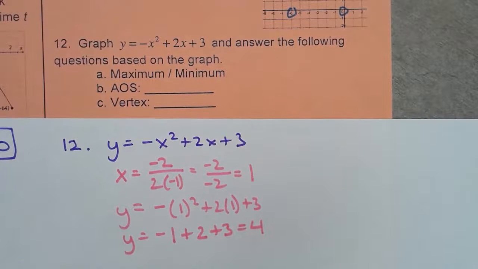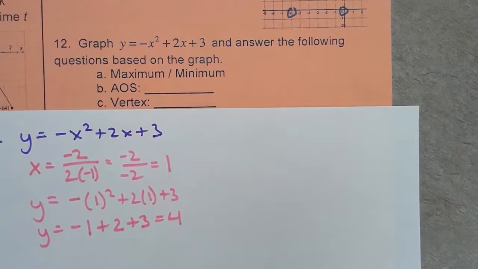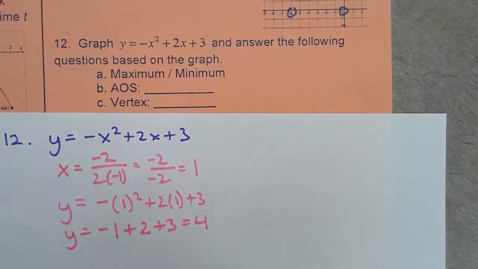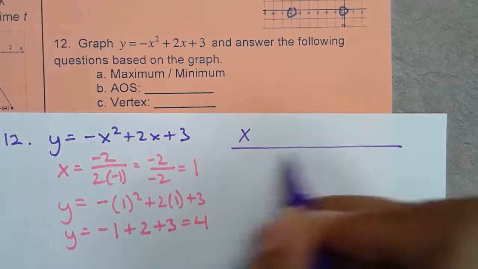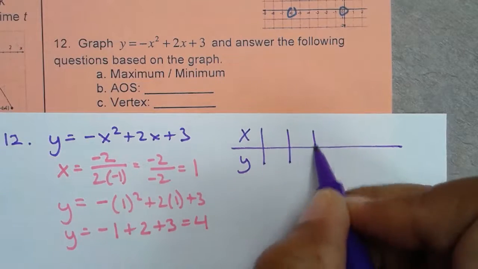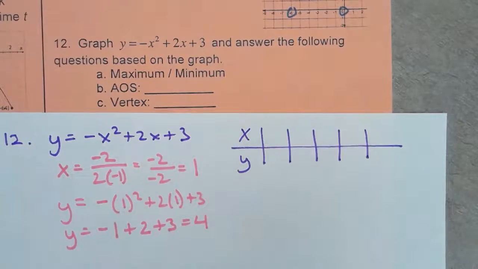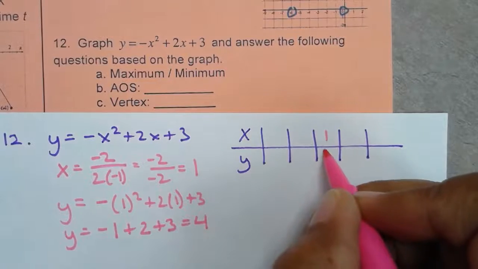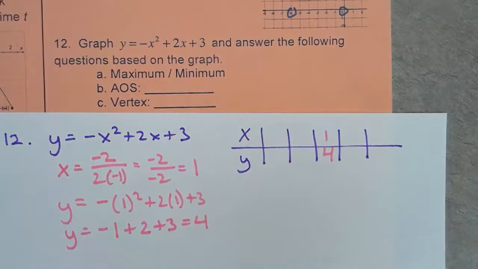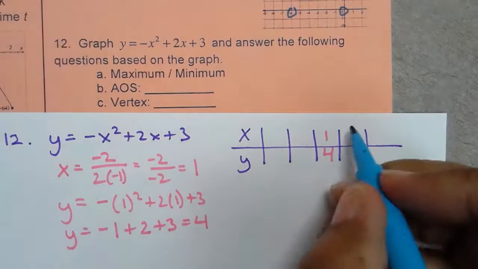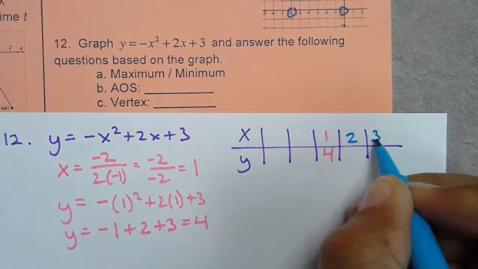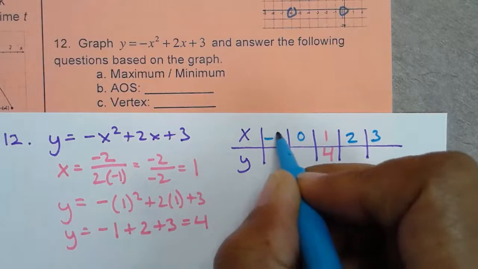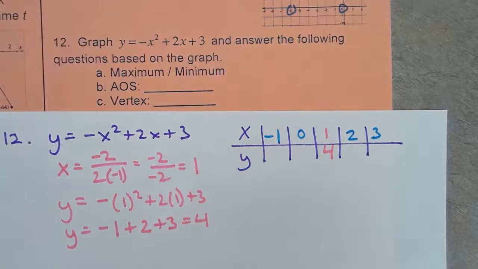I usually like to make a little chart on the side here where I put my vertex in the middle. 1, 2, 3, 4, 5. So my vertex is 1, 4. And then I'm going to pick some x values that are more and less than that. So more is 2 and 3, less is 0 and -1. Notice it's in numerical order.